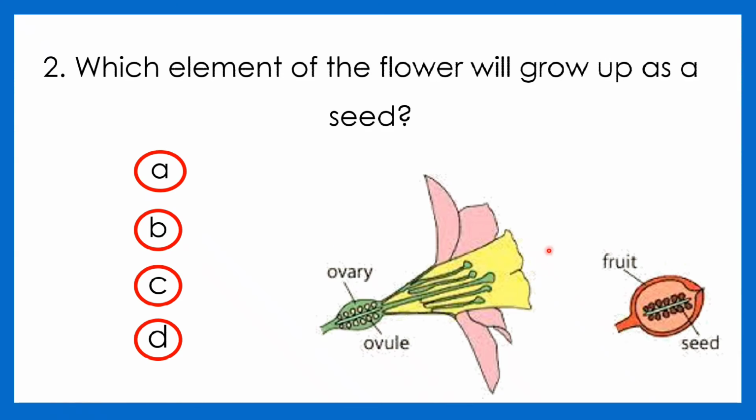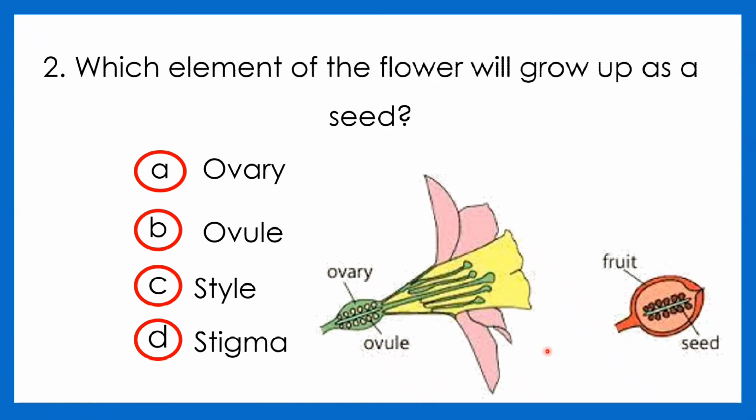Okay, by looking at this illustration or picture, you can identify. Letter A, ovary. Letter B, ovule. Letter C, style. Letter D, stigma. Okay, this is the part of the ovary. So here you go. If we remove the flower, it will go like this. So which element of a flower will grow up into seed?